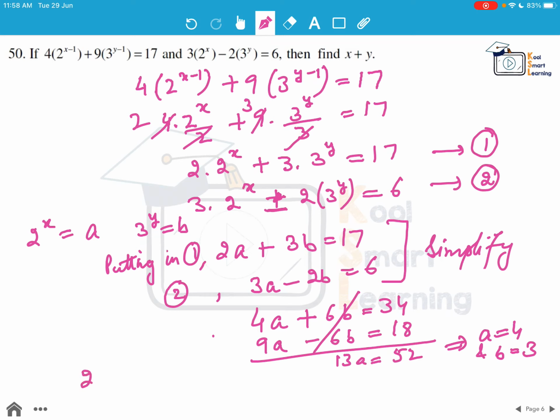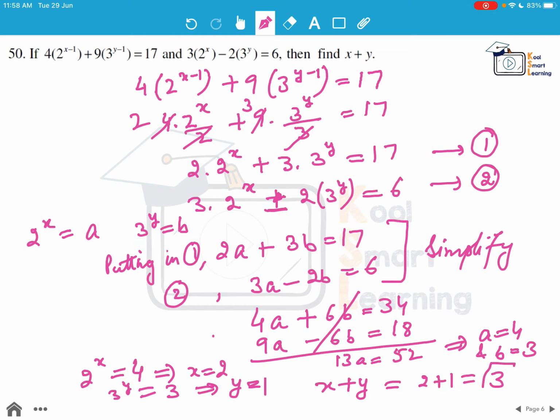Now what is a? a is 2 raised to power x, which is equal to 4. This implies x is equal to 2. And we have b, which is 3 raised to power y is equal to 3. This implies y is equal to 1. So we have to find x plus y. This becomes 2 plus 1 equal to 3. So this is the answer to this question.